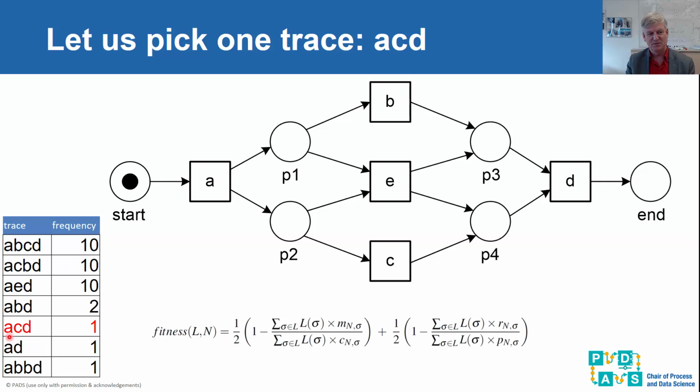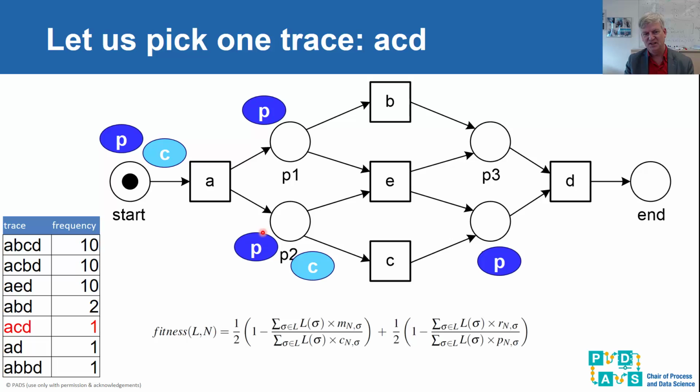So suppose that we focus on ACD, that is happening only once, indicated here in red, and I just play the game. So the environment produces a token on the input place. Then we execute A. So I add the consumed and two produced tokens. Now we do the C. I add the consumed and produced token.